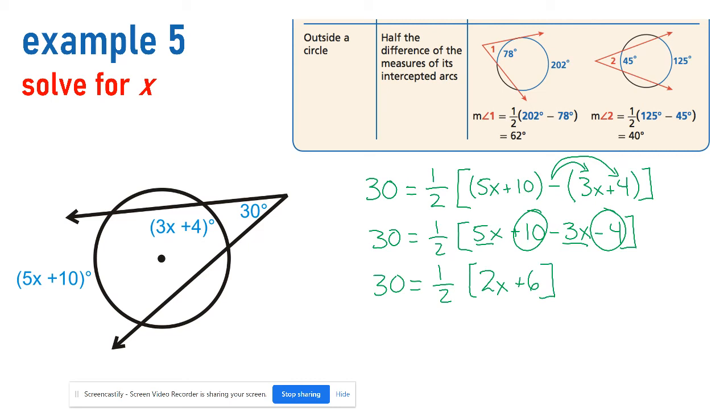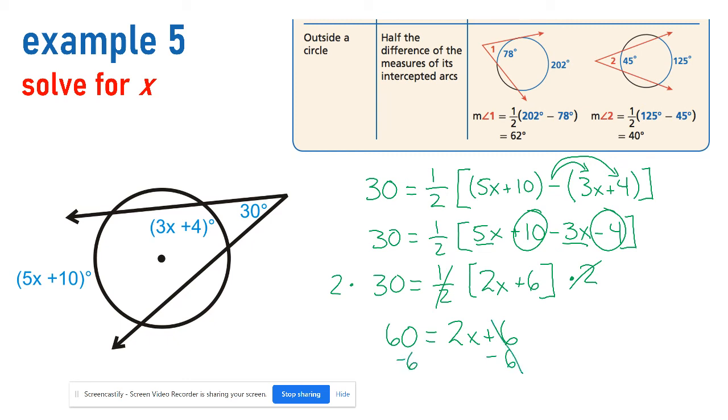Now that I'm here, I'm going to do what I did on some of those earlier problems. I'm going to get rid of my fraction because I don't want to have to distribute a 1/2, although it kind of worked out nicely on this one. But just in general, I don't like to do that. I'm just going to multiply by 2 to get rid of it. When I do that, 2 times 30 is 60 equals 2x plus 6. And now I just have this little equation I can solve.